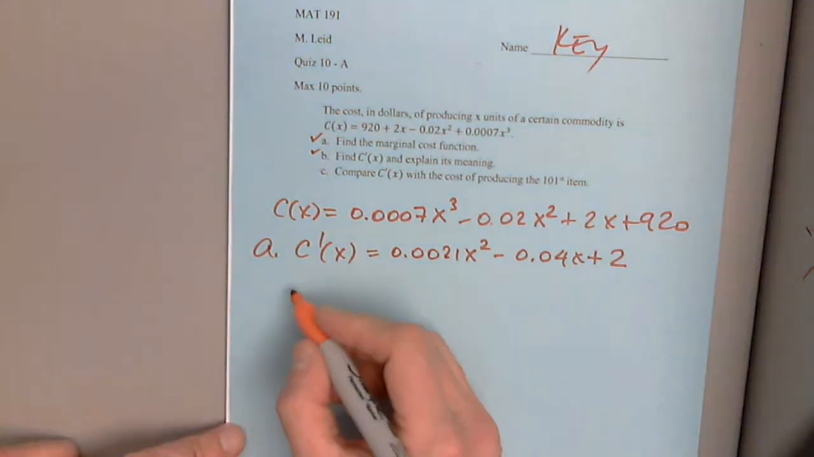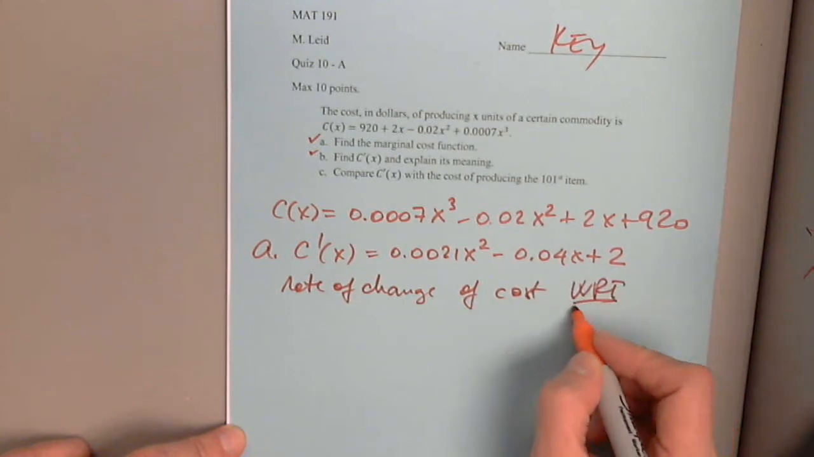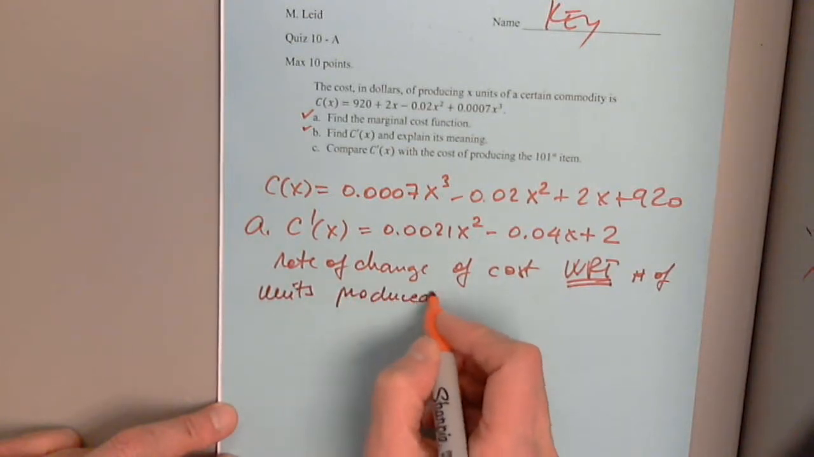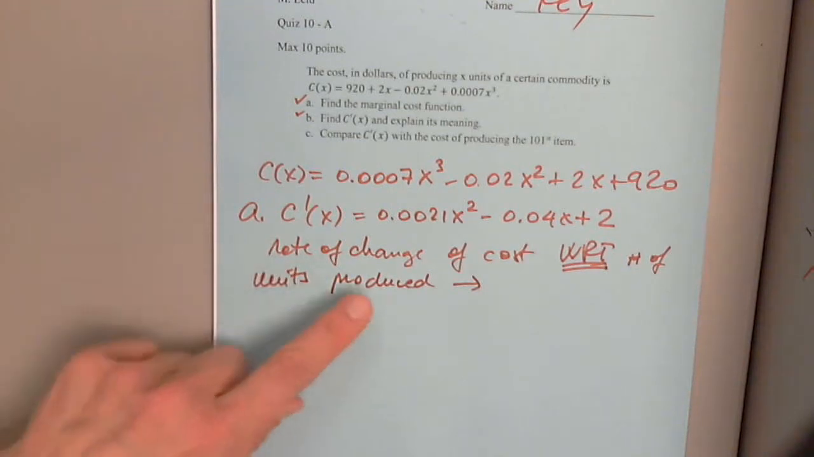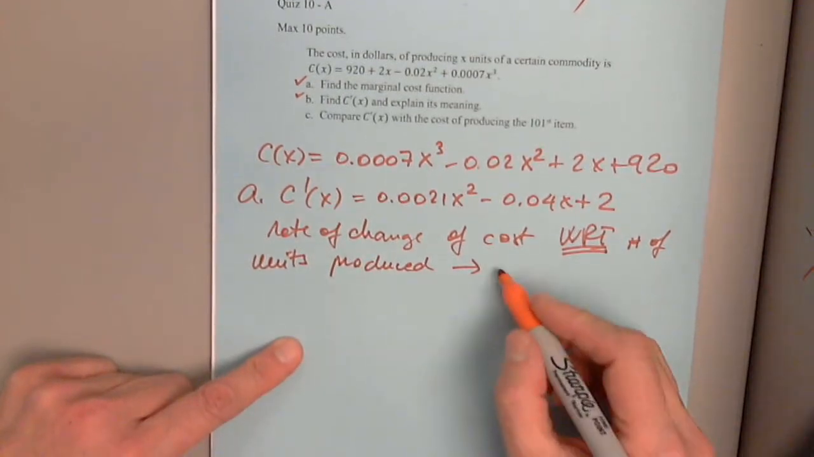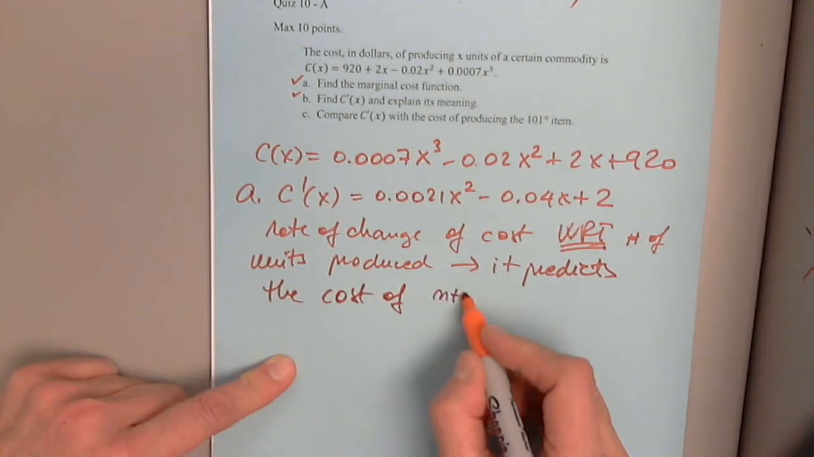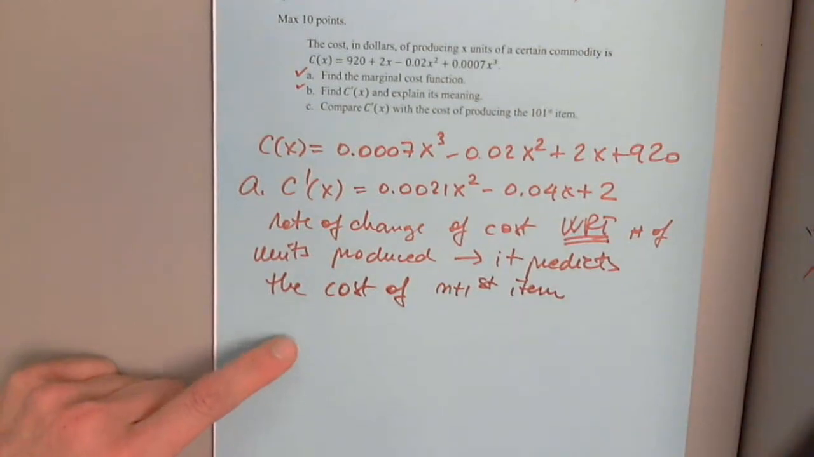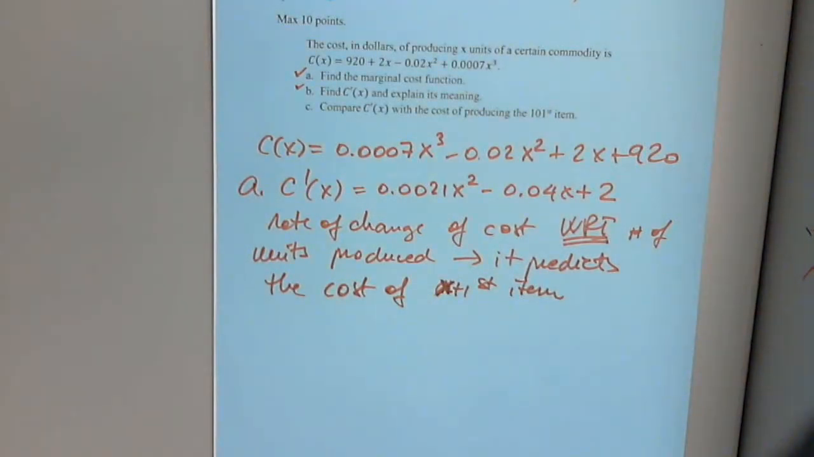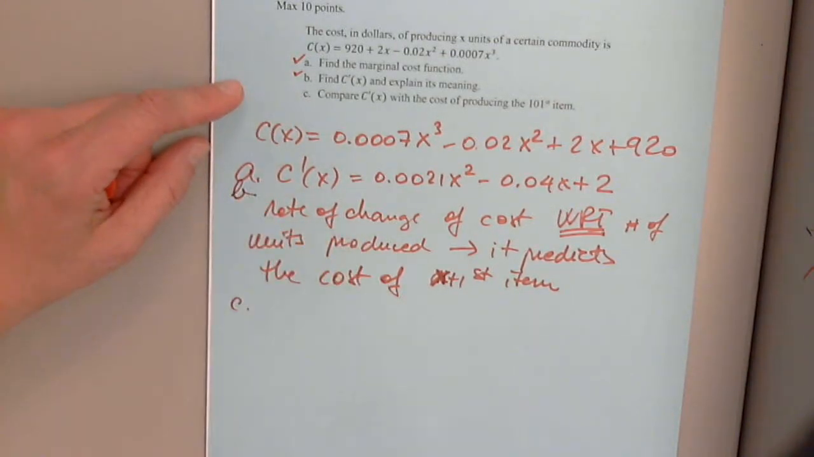It's the rate of change, right? It's the rate of change of cost with respect to the number of units produced. But basically, it predicts exactly the cost of the n plus first item, or the x plus first item. Let's use x because it's just x in here. Okay, so now in part C, A and B are the same question.